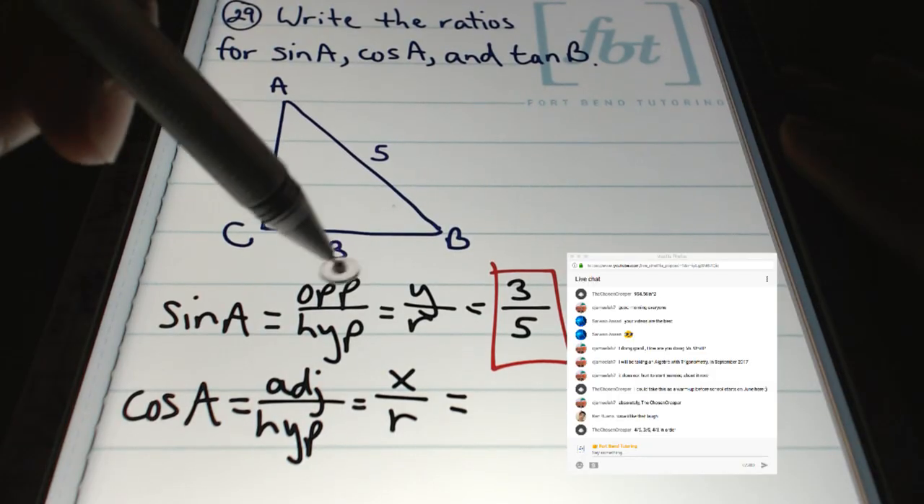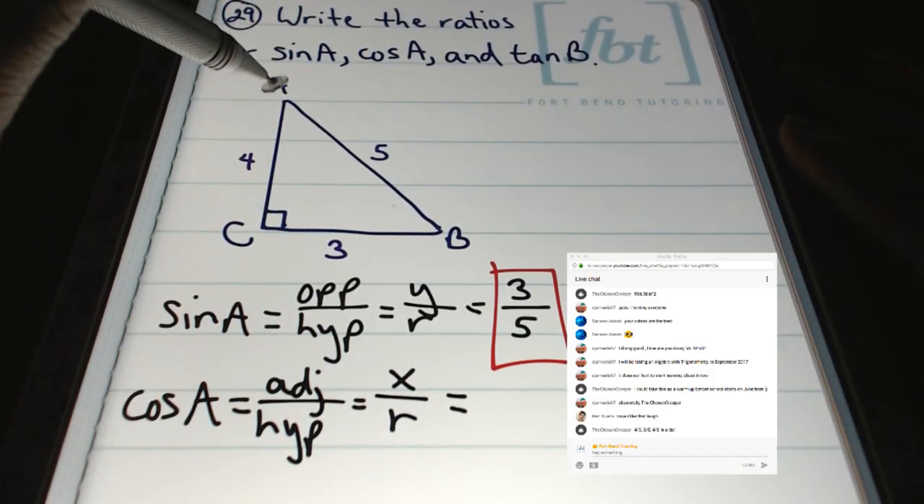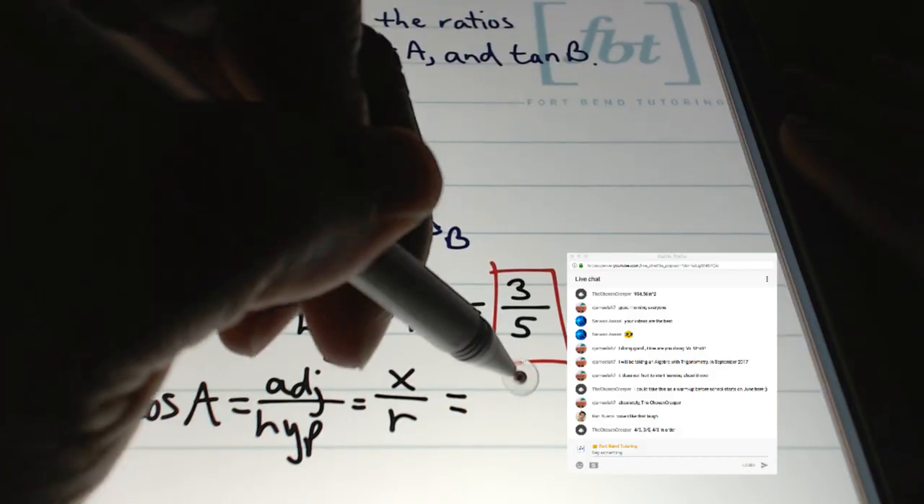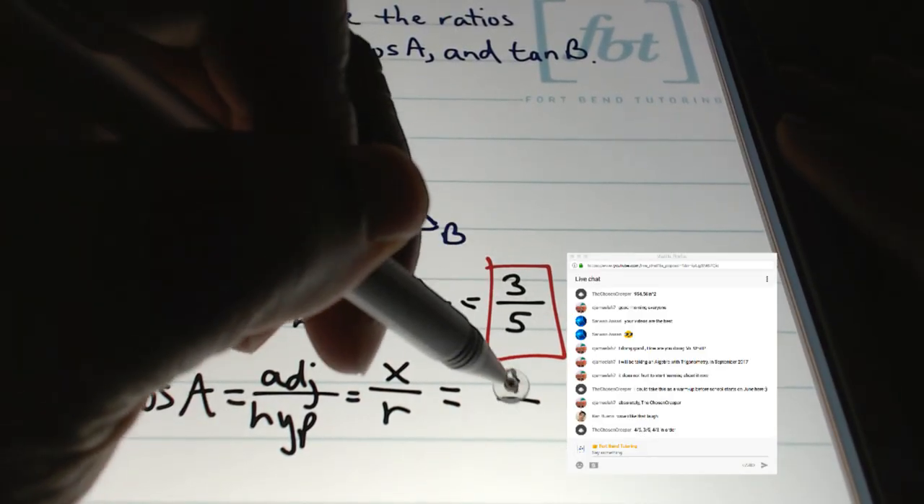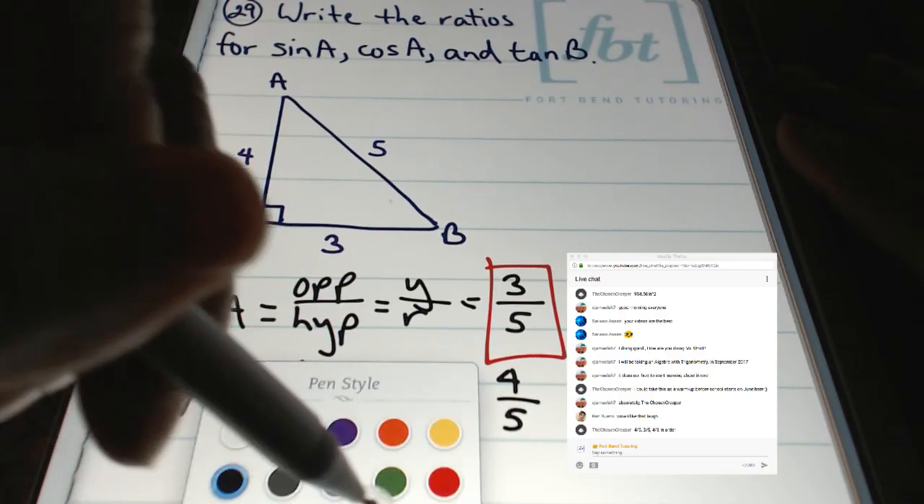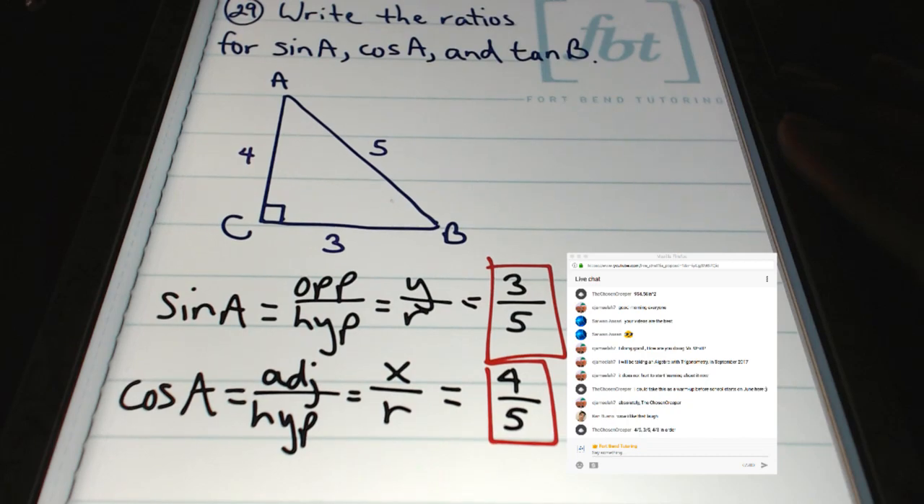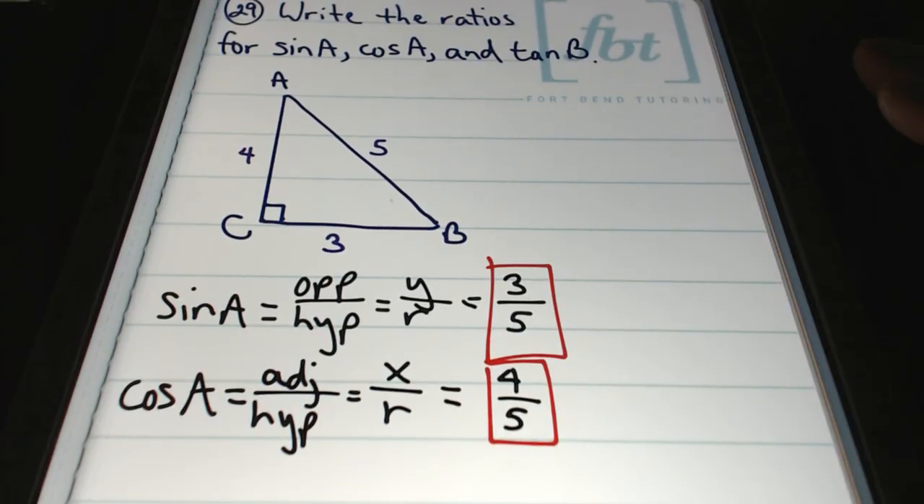That means that the adjacent value for our angle A is going to be 4, divided by the hypotenuse, which is going to be 5 in this case. There you go. So this is our 4/5 value. This is the ratio for cosine of A.